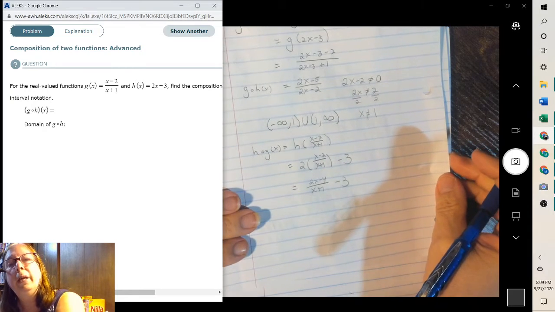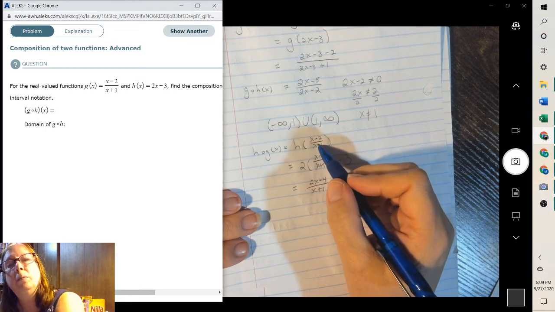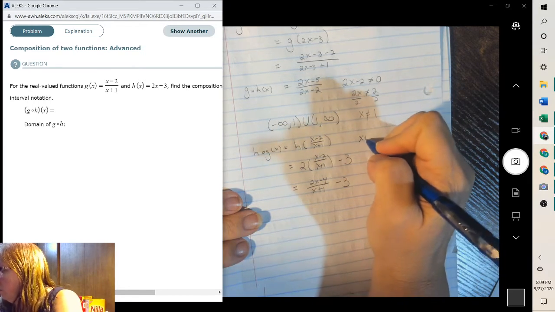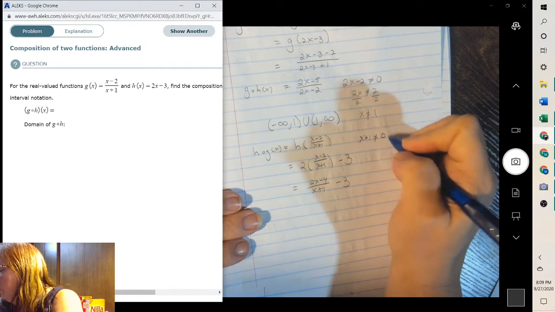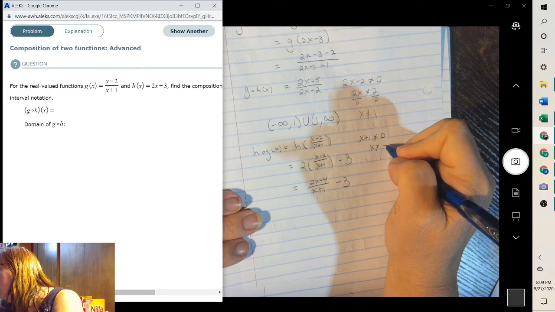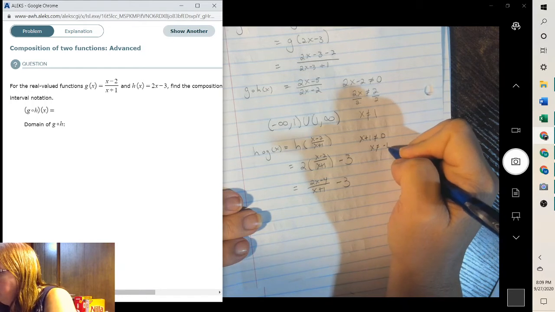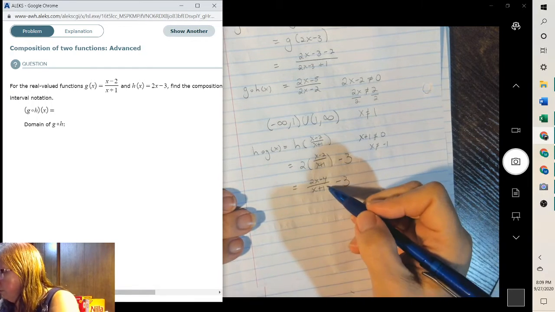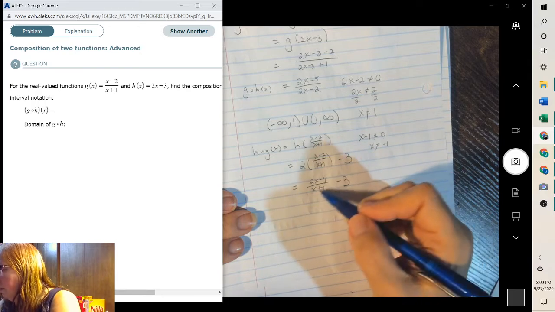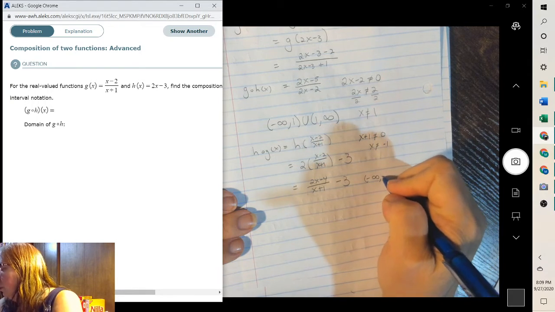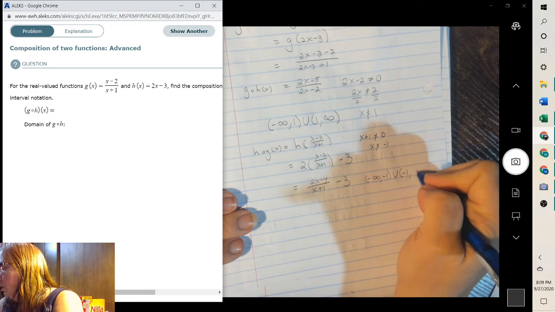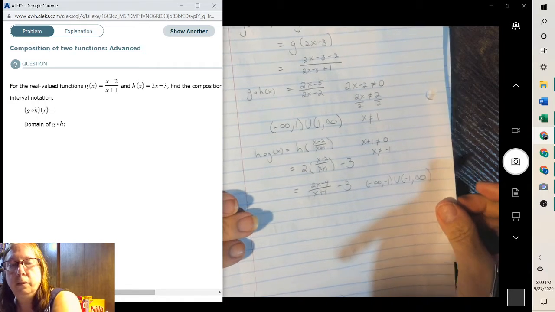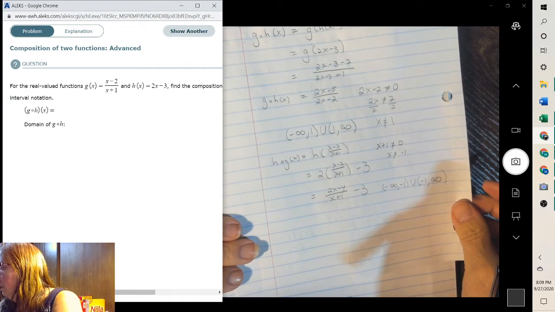Now, when you're checking the domain, first we would look at this one, because that's the one we're plugging in. And we know that x plus 1 cannot equal 0. Bring the 1 over, x cannot equal, was it a plus 1? Negative 1. Oh, that's right, it was different here. X cannot equal negative 1. When we come down here, we still have that fraction, but it's the same one. So it's negative infinity to negative 1, negative 1 to infinity. That's it. Trying to think of one that would be something different.